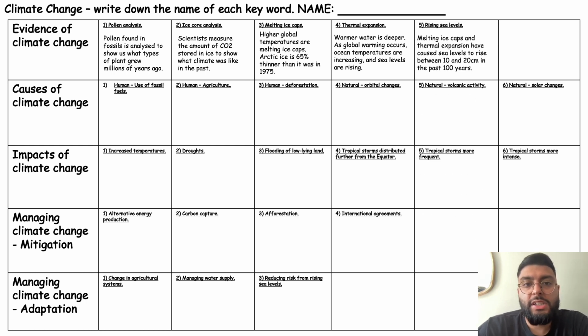And then rising sea levels. So melting ice caps and thermal expansion have caused sea levels to rise between 10 and 20 centimetres in the past 100 years, and that trend is set to continue, if not grow increasingly. So those three, melting ice caps, thermal expansion and rising sea levels, are short-term evidence that we can look at today that give us information about how the planet has changed in the last few decades to the last century.